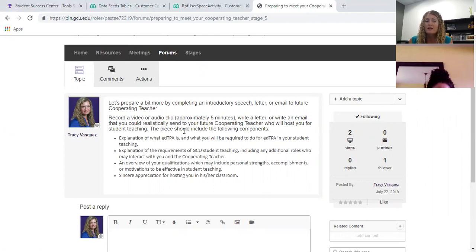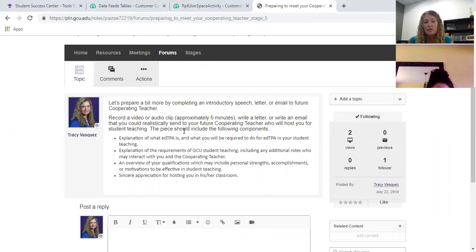Share with them what EdTPA is. You don't have to go in depth. You just have to say it's a portfolio assessment, and I do have to compile the evidence during student teaching. Passing EdTPA is a requirement for certification in my state.